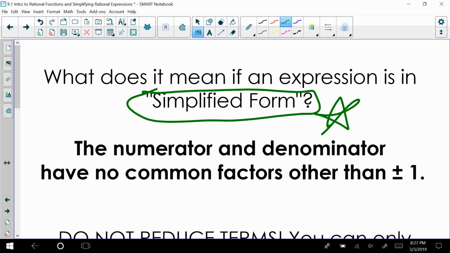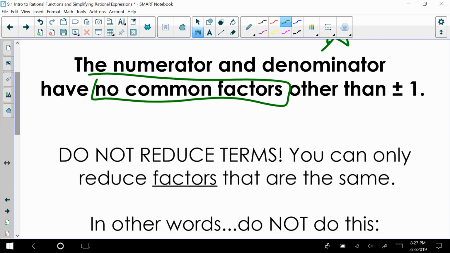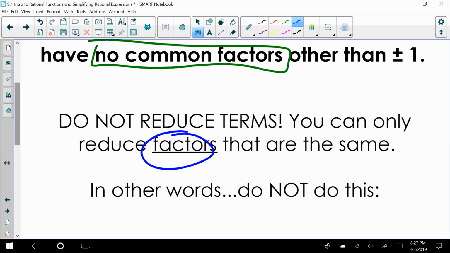As I'm working through this video, you need to be pausing the video and writing down the notes. It's not good enough just to listen to me, but I'm not going to build in a pause every single time you should write down your notes. It's simplified when you don't have any common factors left, other than one. Now it says you do not reduce terms, you reduce factors. I've talked about this idea of factors. That means you can't cancel things that are tied to addition and subtraction.